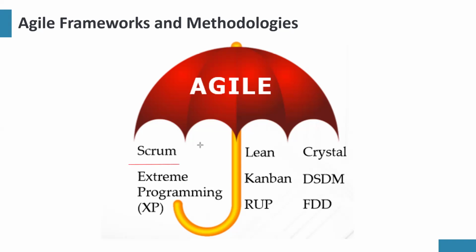Now, why are we grouping them together? Because they have similar characteristics. All of them follow the four values, the Agile Manifesto and the 12 principles. That's why they are together under Agile.